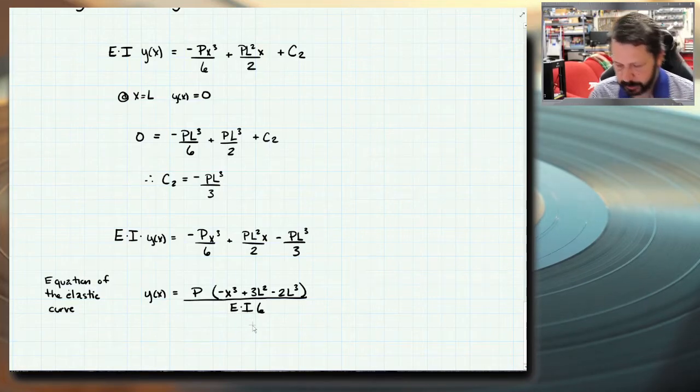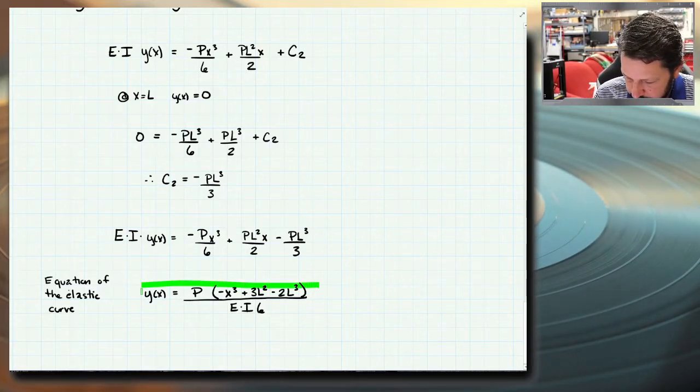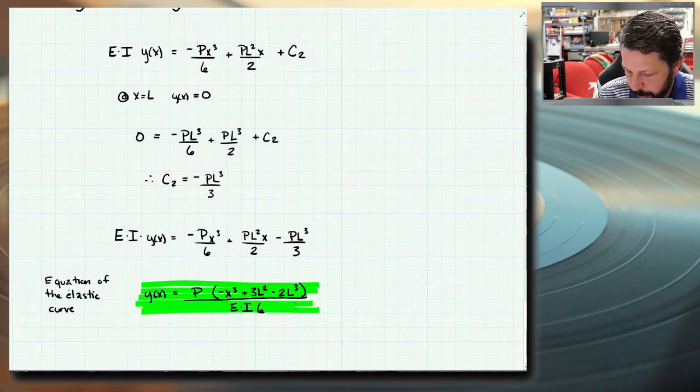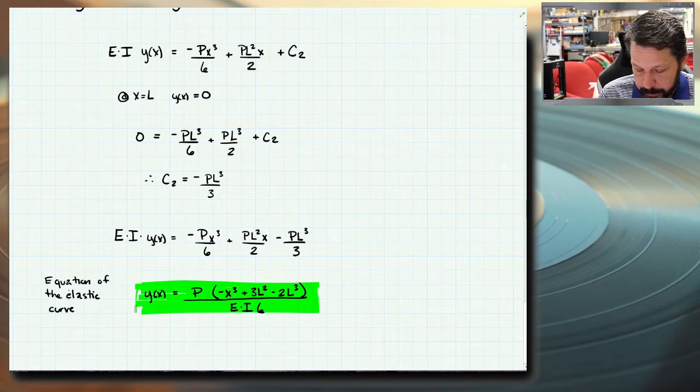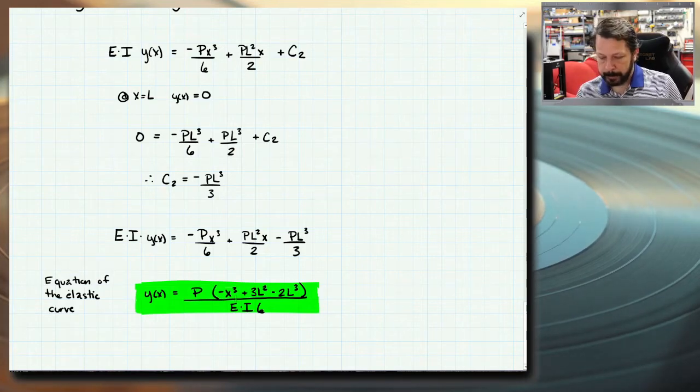Like that. And now we've got this guy that will model, if we put this equation in MathCAD and plotted it, we would get the exact shape of our beam, our cantilever beam with the point load on the end of it. That's what we would get, is a plot of that beam bending.